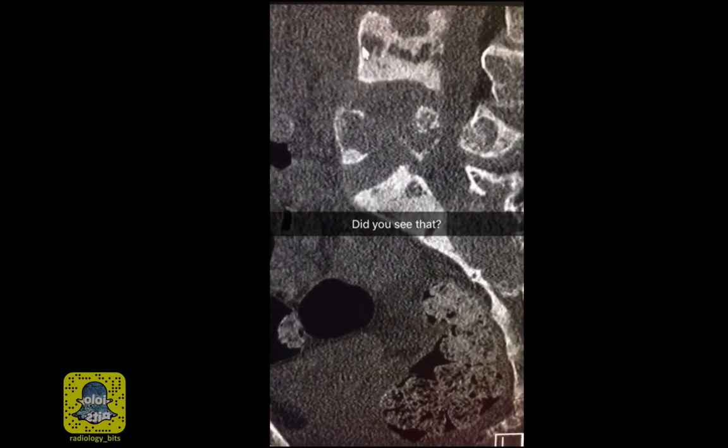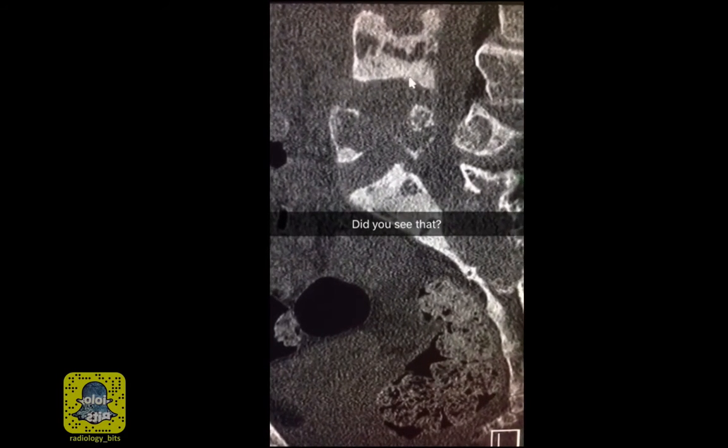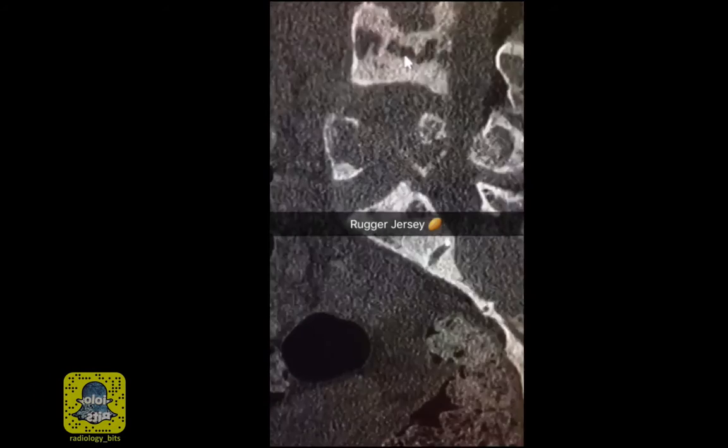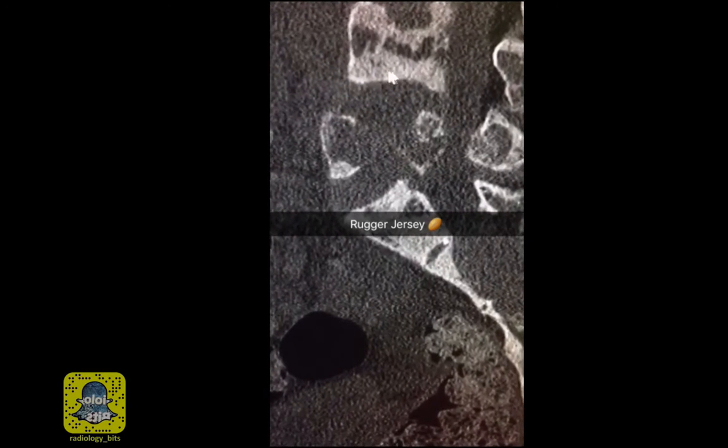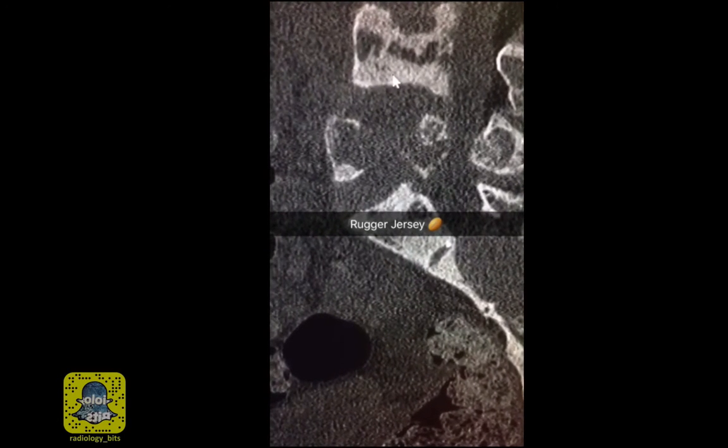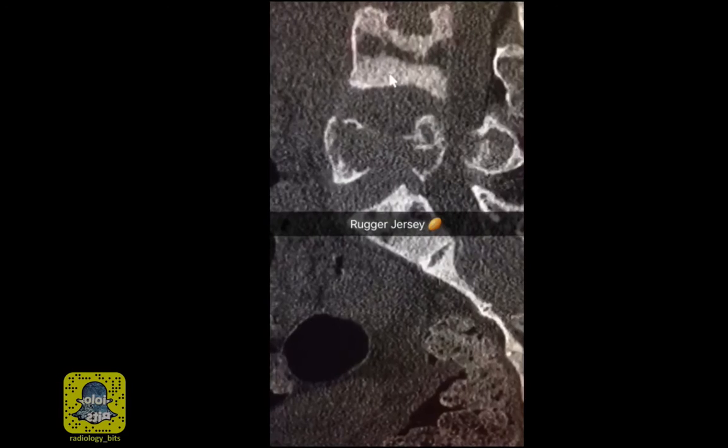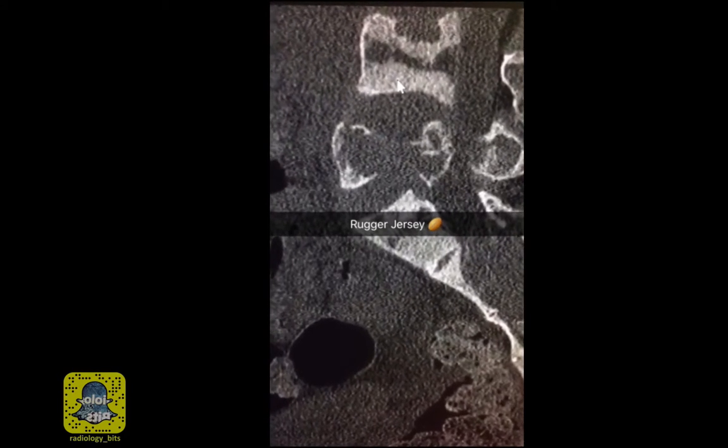However, have you noticed the appearance of the vertebral body above? There is subchondral sclerosis of the superior and inferior end plates, sparing the mid portion. This is such a classic appearance of the spine with chronic renal disease known as rugger jersey spine.